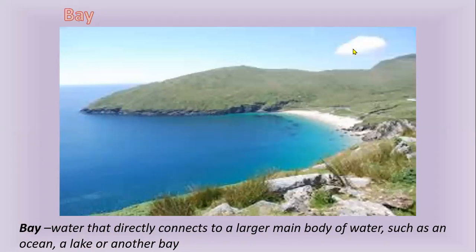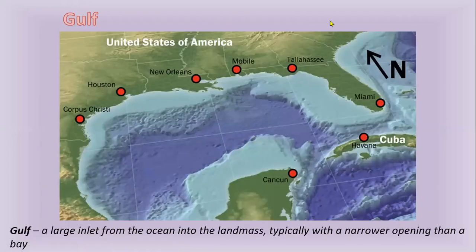Now, the next word is gulf. Have you heard about gulf? Let's discuss what a gulf is. A gulf is a large inlet from the ocean into the landmass, typically with a narrower opening than a bay. So this area is called a gulf. A gulf is also a water body which comes from the bigger water body, the ocean, and here is the opening in the landmass. Water is around the land, and it connects again, like a bay, to the bigger water, ocean or lake, ocean here.